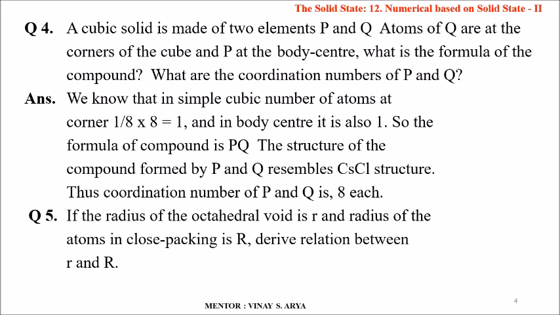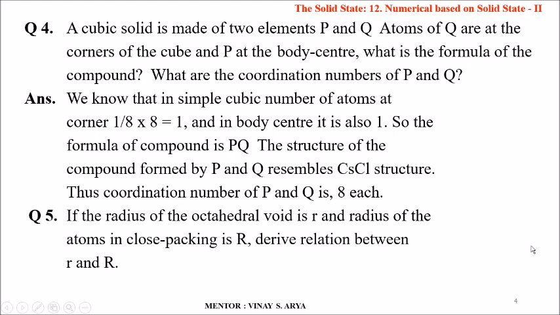So the formula of the compound is PQ, because 1/8 into 8 is 1, and the body center is 1 into 1, that is 1. So 1 atom is there of P and Q. So the formula is P1Q1, that is PQ. The structure of the compound formed by P and Q resembles cesium chloride. So the coordination number in cesium chloride will be the coordination number of P and Q. The coordination number in cesium chloride is 8. Henceforth, the coordination number of P and Q will be 8 each.